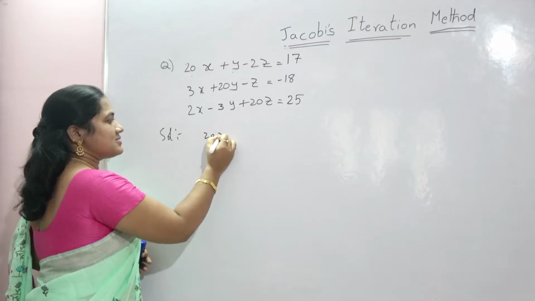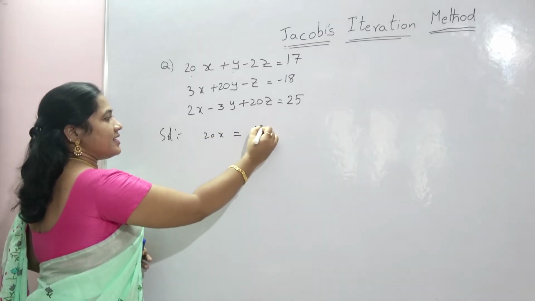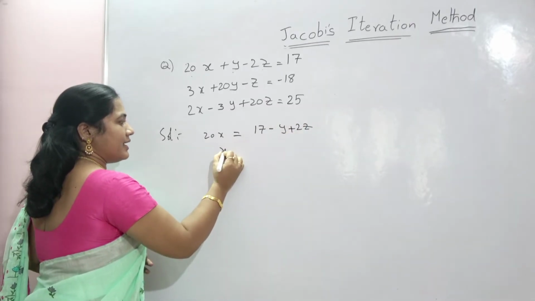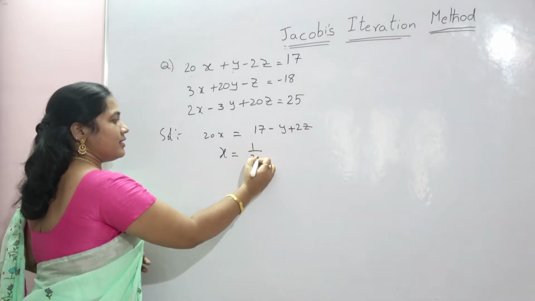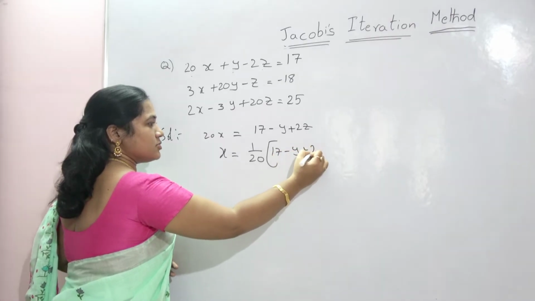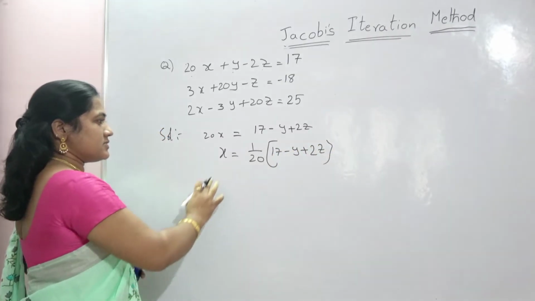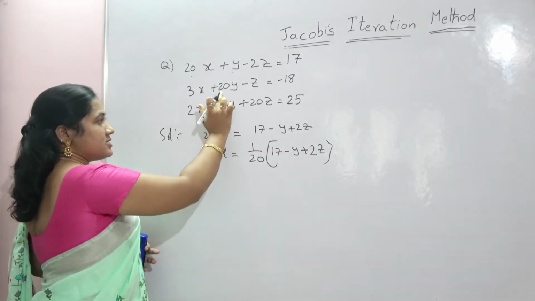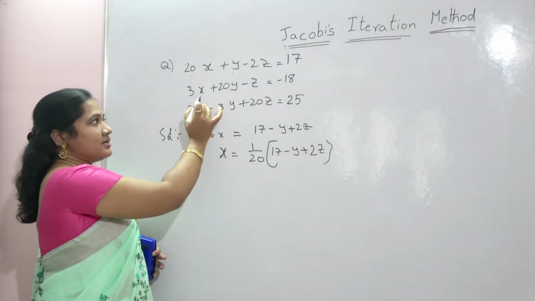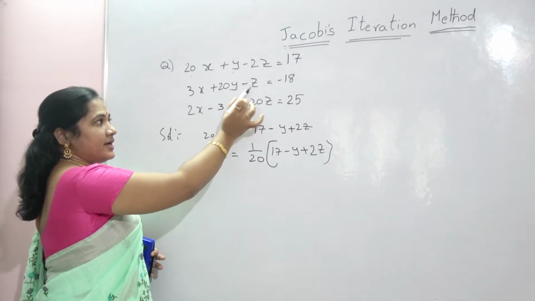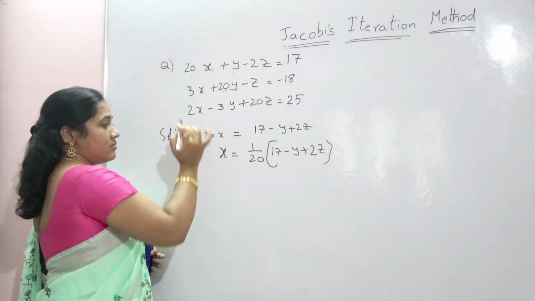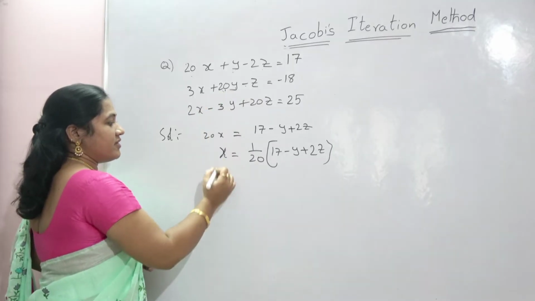So 20x equals 17 minus y plus 2z, or x equals 1 by 20 times 17 minus y plus 2z. So this is for x. Similarly, observe the coefficients of x, y, z in the second equation. The x coefficient is 3, y coefficient is 20 and z coefficient is minus 1. So the y coefficient is higher. So rearrange this equation for y.